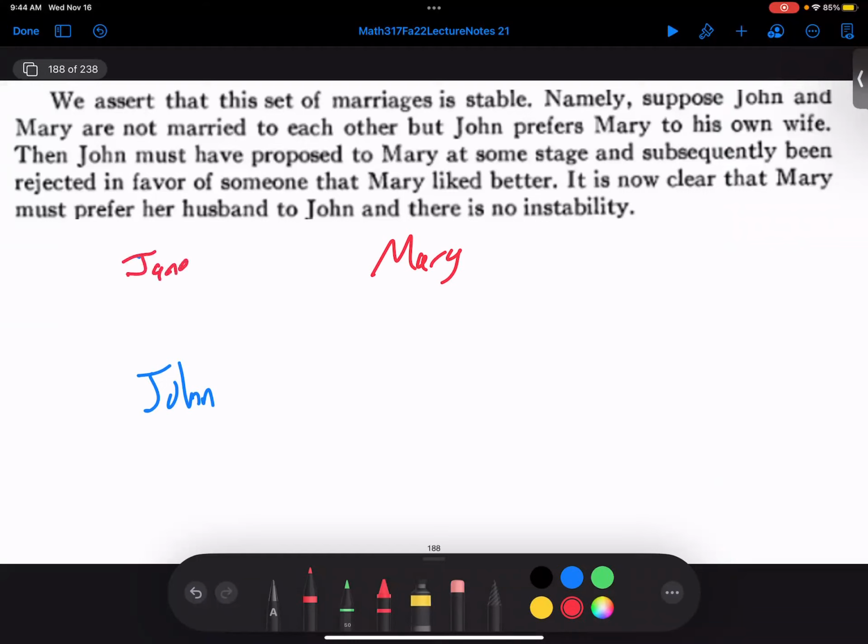We'll match maybe John with Jane right now, and we'll match Mary with Mike. Trying to come up with notation that's natural so we can think who they're matched with. So let's say that these two want to be matched to each other. So John would love to ditch Jane and go to Mary. So John prefers Mary to his own wife. John wants Mary over Jane.